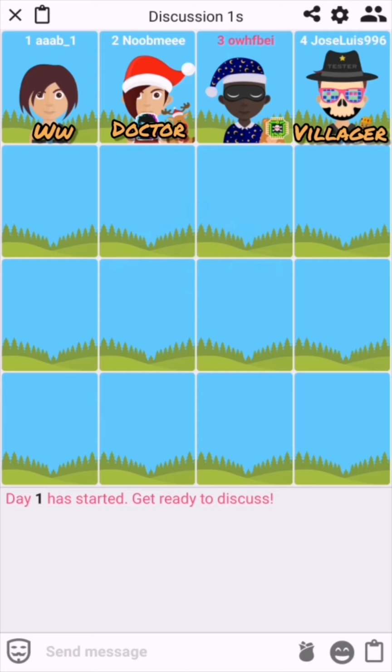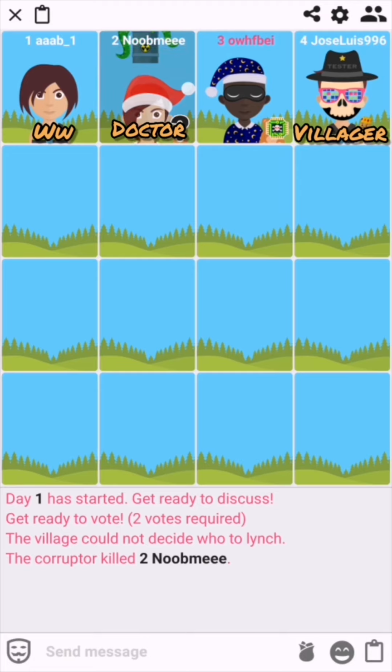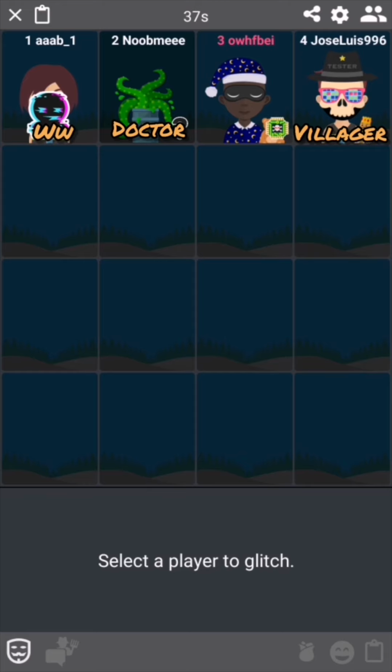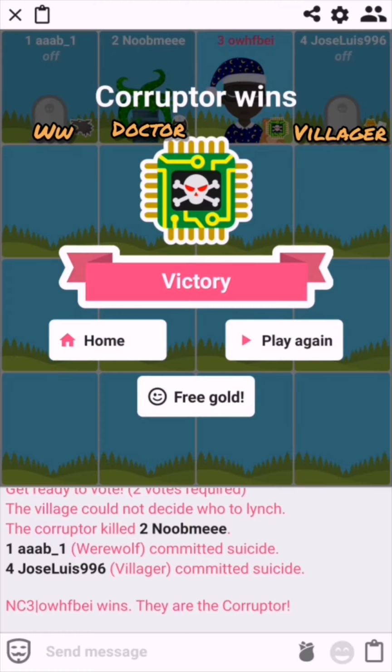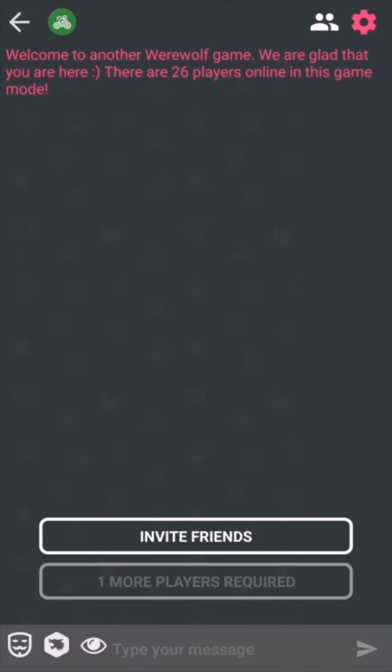So if corruptor attacks the Doctor and a werewolf attacks the villager, this means Doctor will get corrupted and the villager will get protected. This is actually not the same as cannibal and serial killer, because if serial killer attacks the Doctor and werewolf attacks the villager, both will die. Both Doctor and villager will die. But when corruptor attacks Doctor and werewolf attacks villager, the villager will not die.